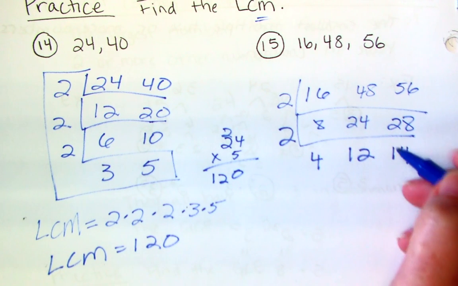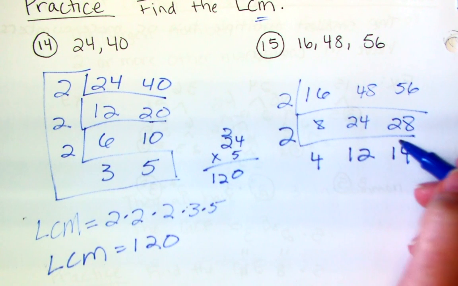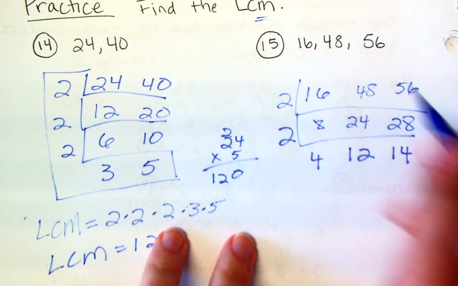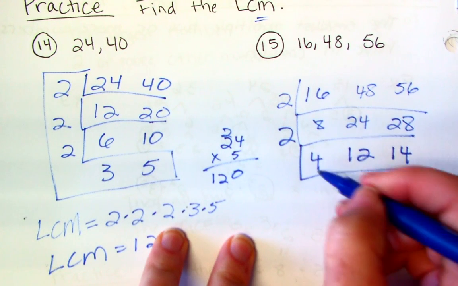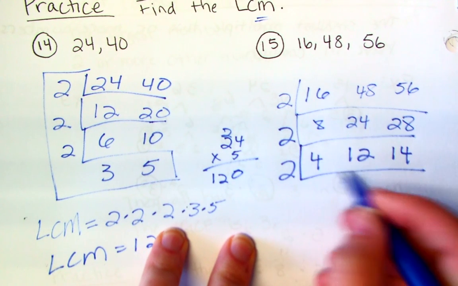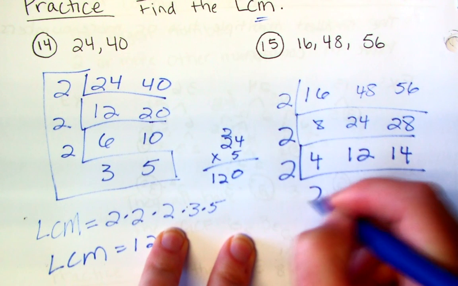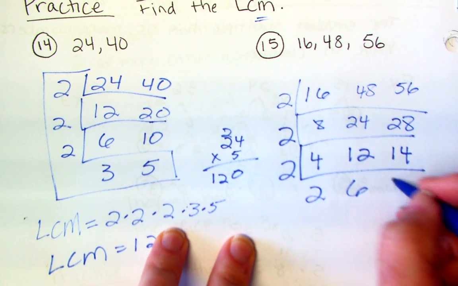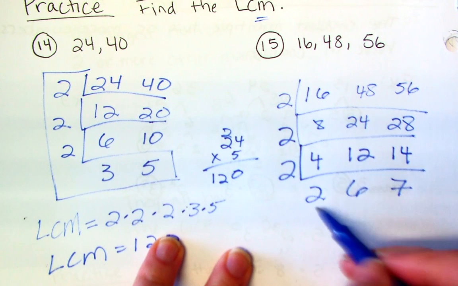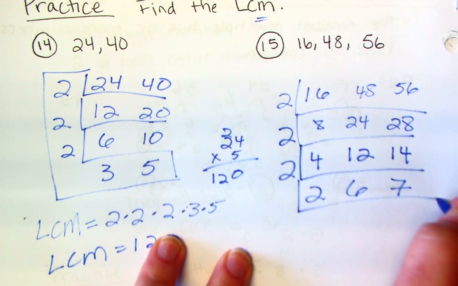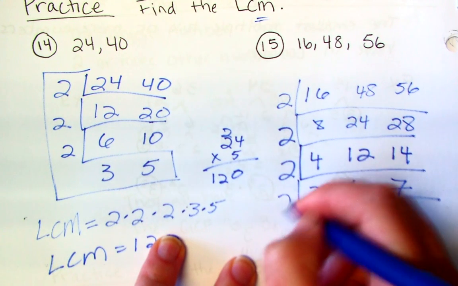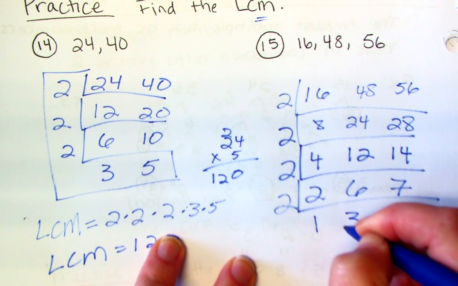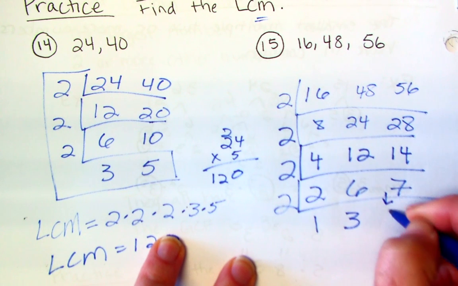And if you're not getting these quickly, that just means we need to work on our multiplication facts, and you can always do it off to the side. Again, all even, I'm going to divide out by a 2. 4 divided by 2 is 2. 12 divided by 2 is 6. 14 divided by 2 is 7. I still have something in common, so I'm going to divide out by a 2. 2 divided by 2 is 1. 6 divided by 2 is 3. And I slide the 7 down.